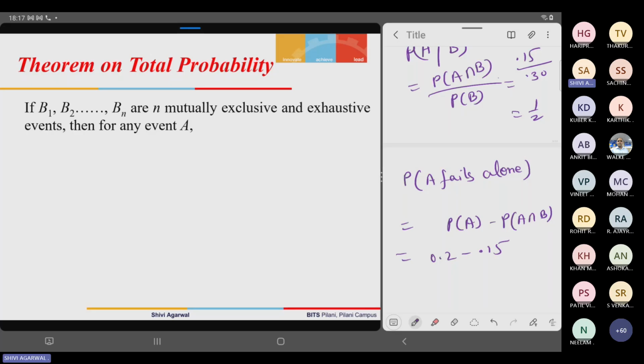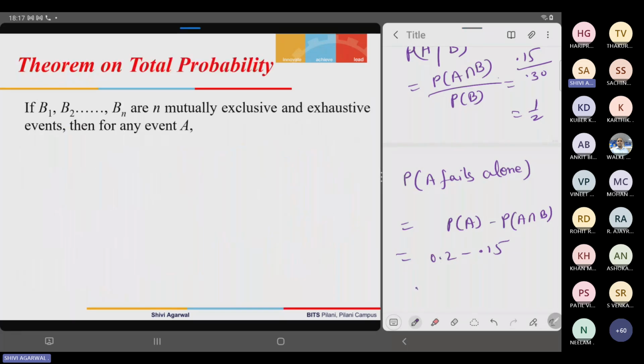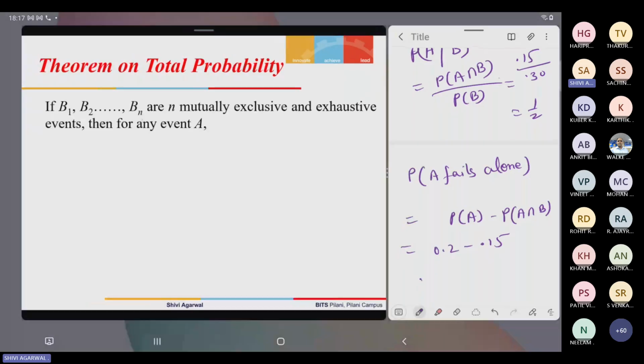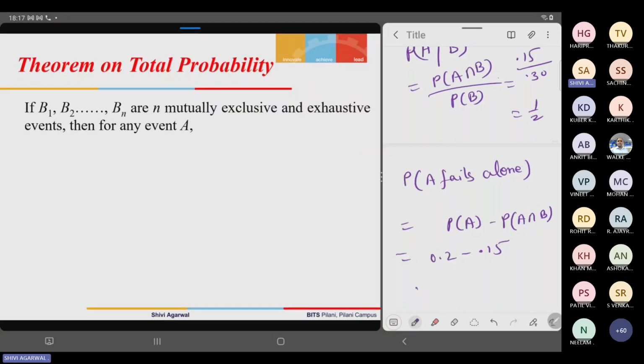Now the probability of B, we are finding by using this part and this part. Similarly, we can go for another example and we are extending this theory, which is known as the total probability law. And here we are talking about the n events. So we can say B1, B2, Bn are n mutually exclusive and the complete yellow circle, which included the A intersection B as well.